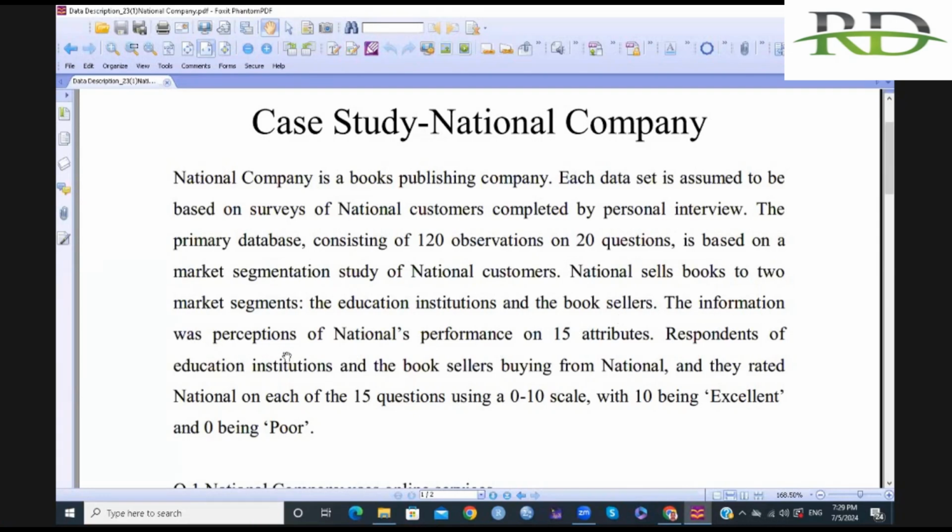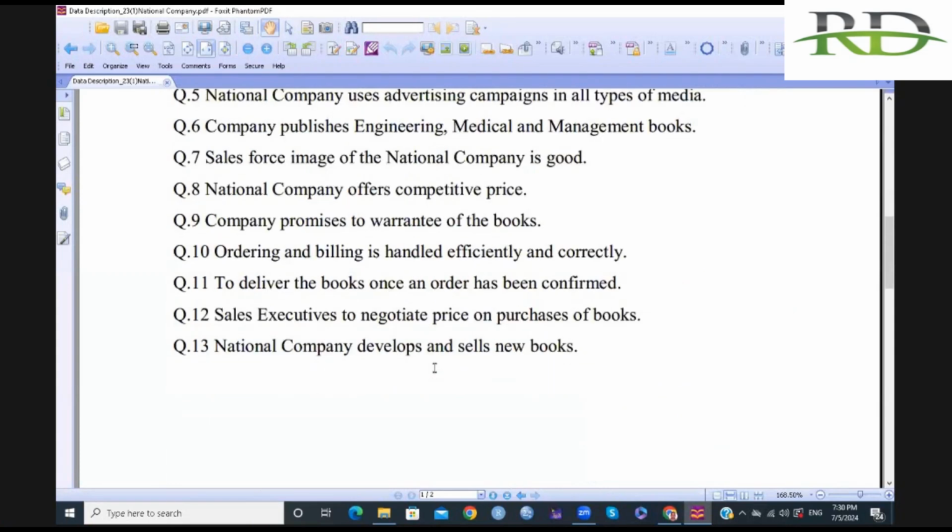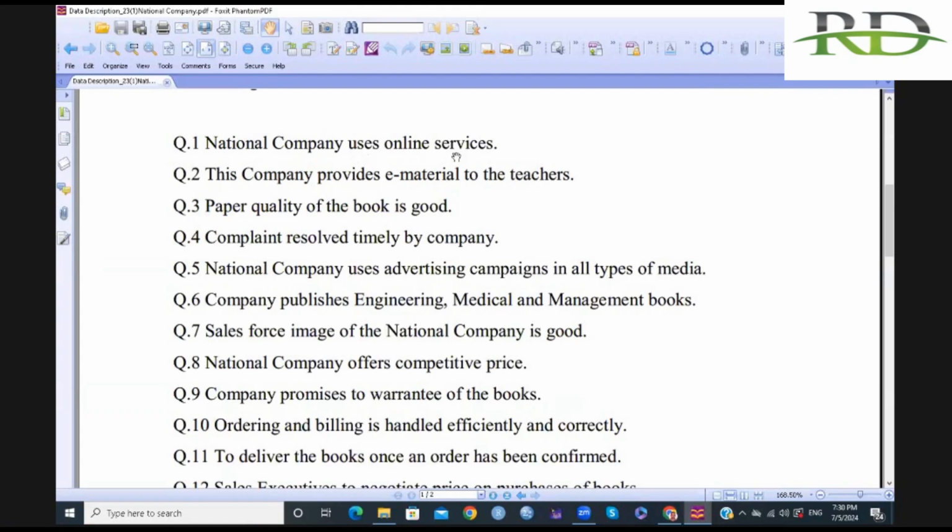The information was perceptions of national's performance on 15 attributes. Respondents from educational institutions and the booksellers buying from national rated national on each of the 15 questions using a 10-point scale, with 10 being excellent and 0 being very poor. These questions were asked of them. National company uses online services. This company provides e-materials to the teachers. So let us see.